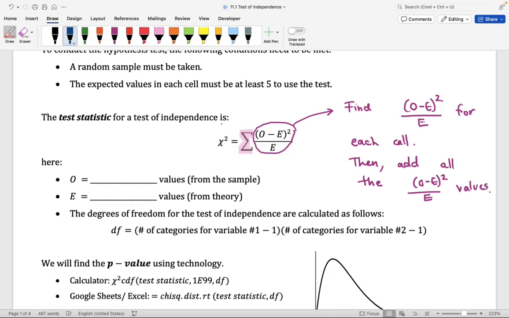Now, recall that when we're looking at this formula, O stands for the observed value of a category. So O are the observed values, the values that you have coming from the sample.